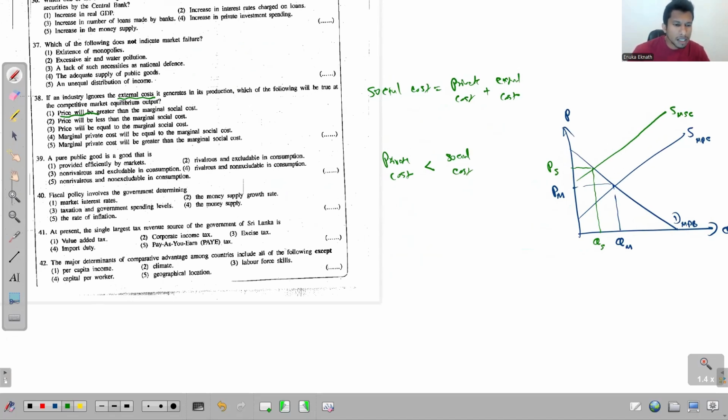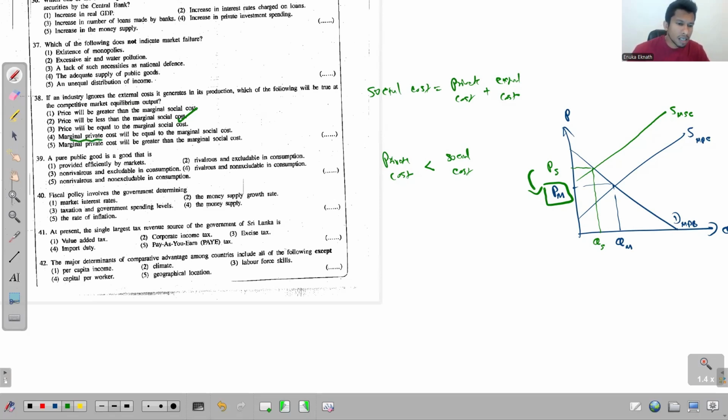The first one says price will be greater than the marginal social cost. See, at the competitive market equilibrium, the market price is lower than the marginal social cost. It's lower, not greater. The second one, price will be less than the marginal social cost. Yes, the market price will be lower than the marginal social cost. So this is the correct answer. The third one says price will be equal to the marginal cost. No, it's not equal. The price is lower.